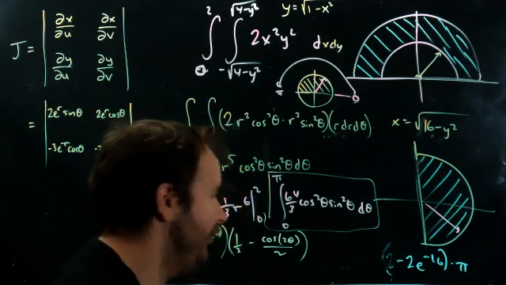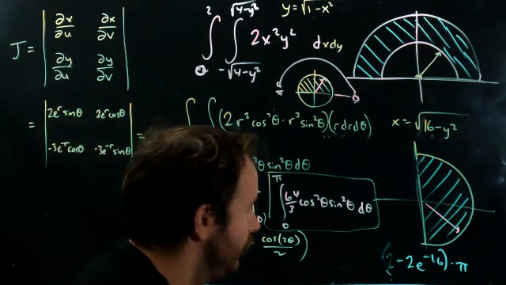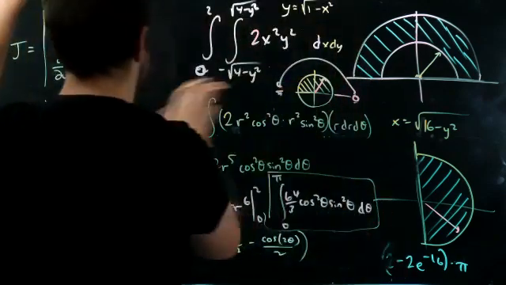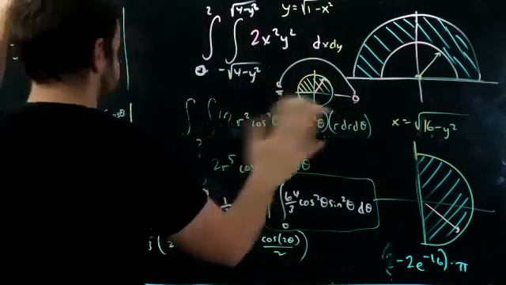Number 9. Use spherical coordinates to evaluate the integral over the sphere. We have e to the integral of all this giant mess. I guess we didn't need this Jacobian form anymore.